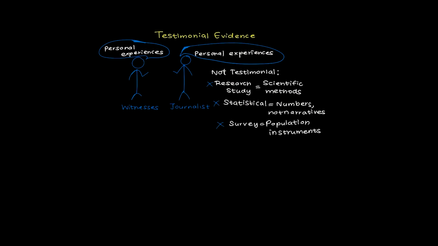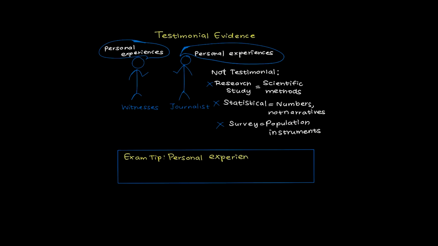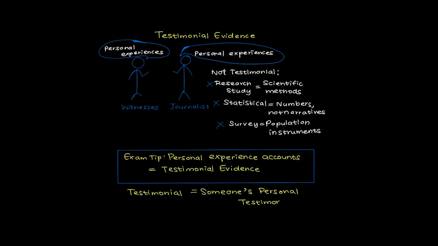Here's a WGU D265 OA exam tip for you. When evidence comes from people describing their personal experiences, that's testimonial evidence. Quick recall hook. Testimonial = someone's personal testimony.